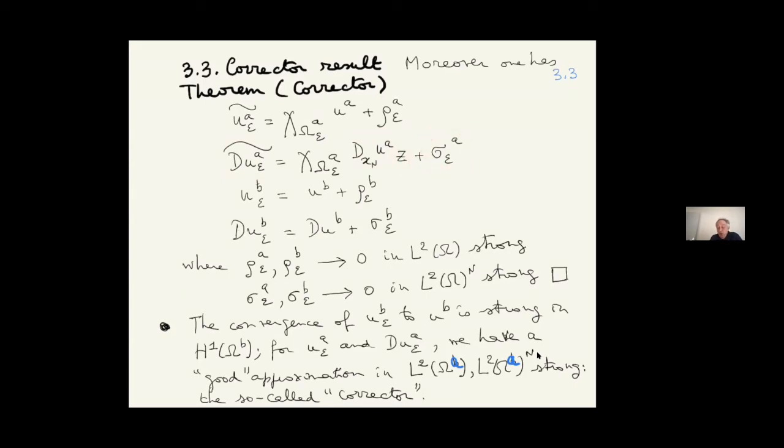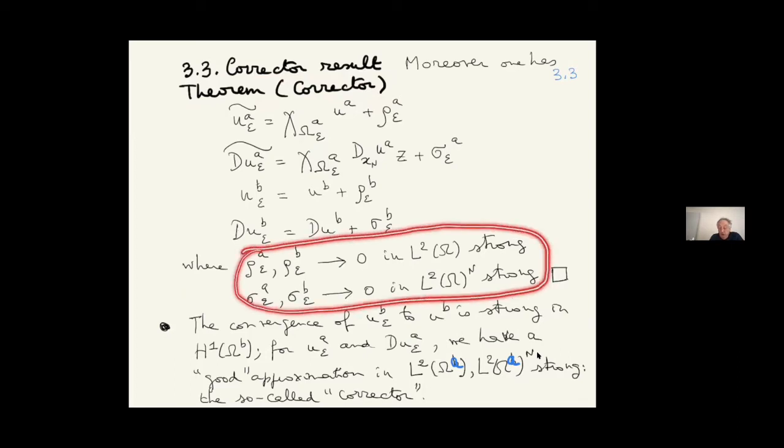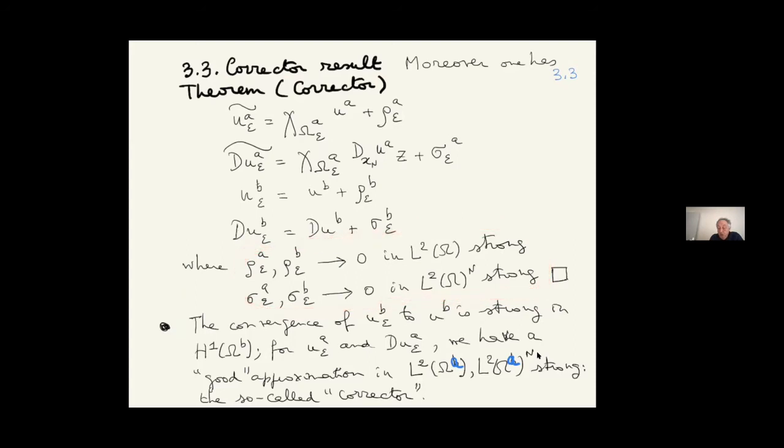The definition of ρ_B^ε is simple. This is the difference between u_B^ε and u_B. The vector σ_B^ε is the difference between gradient u_B^ε and gradient u_B. And the corrector result asserts that all those four functions or vectors tend to 0 in L2 strong.